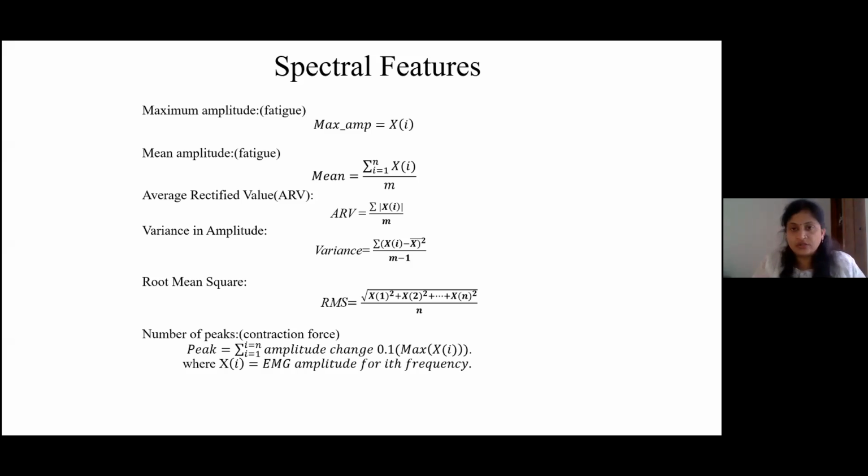Now the spectral features that you can acquire are maximum amplitude, which will give you fatigue, and mean amplitude, that is the average rectified value of your frequency. Variance in the amplitude is also one of the important features, along with root mean square, and the number of amplitude peaks observed in the frequency spectrum will give you the conduction force. This is also one important spectral feature.